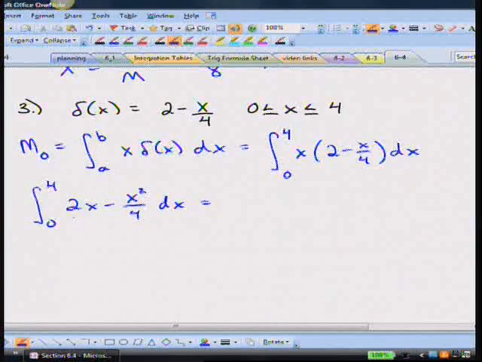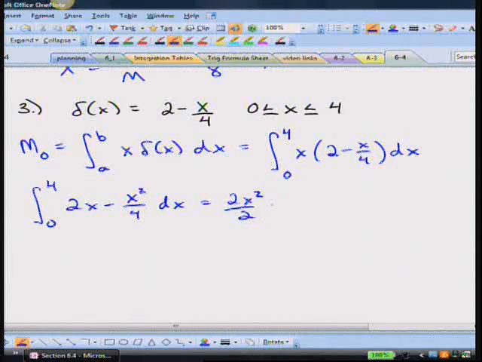Okay, so the integral from 0 to 4 of 2x minus x squared over 4 dx. When we integrate here, this is going to be 2x squared over 2 minus x to the third over 12, and we're going to evaluate that between 0 and 4. Does everybody agree with my integration? You know where the 12 came from? Because it's add 1 to the exponent, put it over it, 3 times 4 is 12.